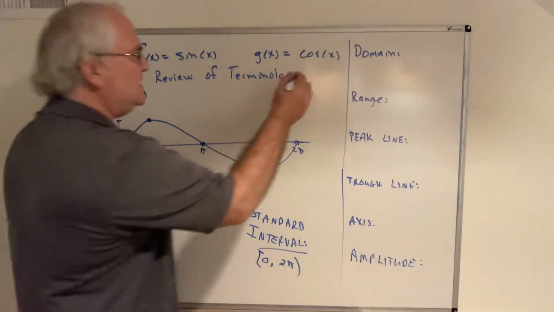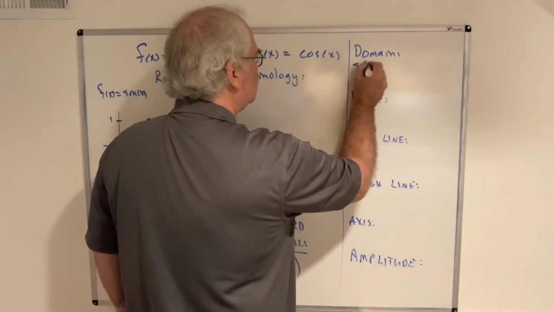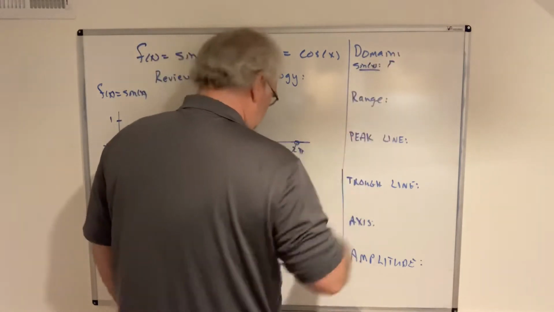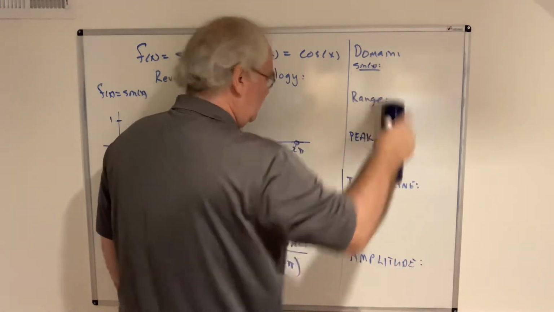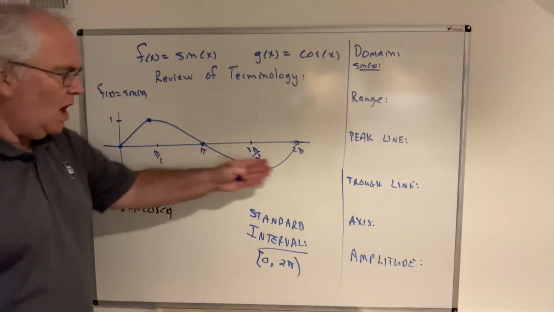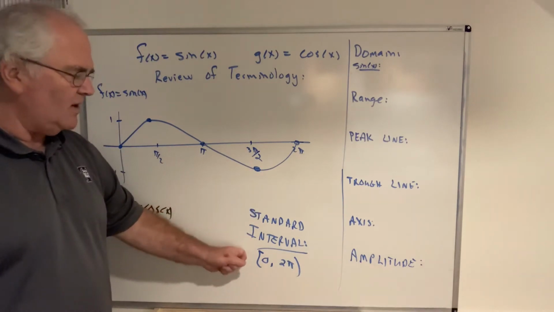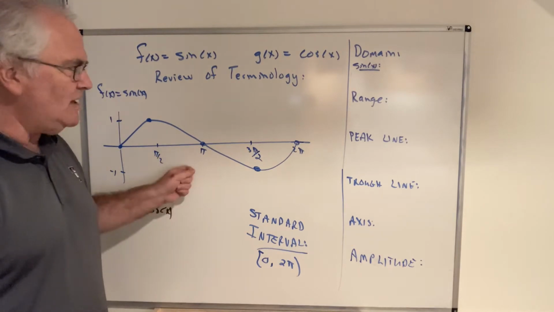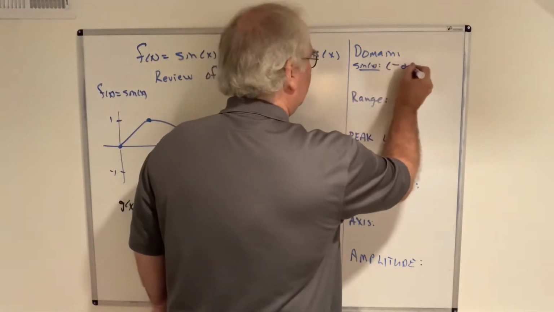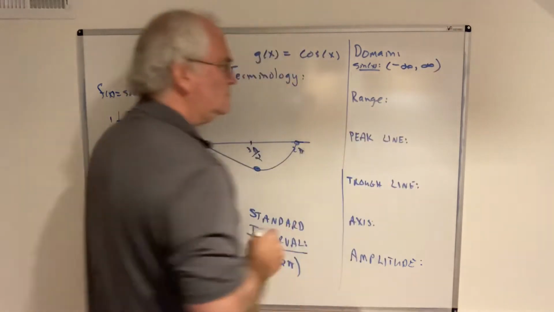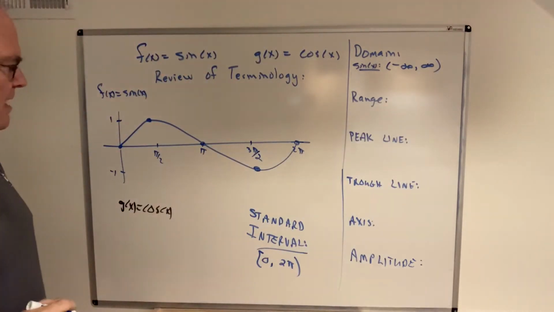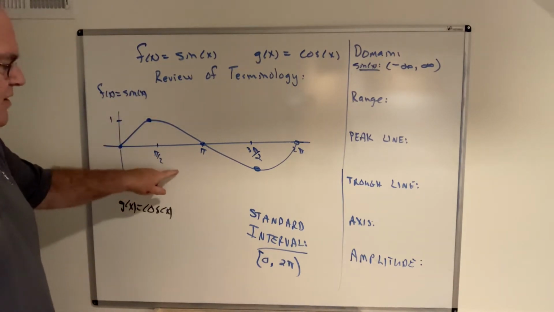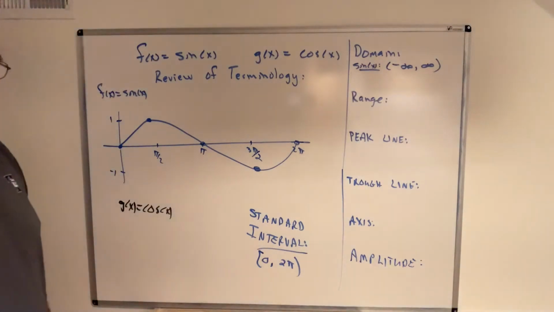What is the domain of sine? The domain of sine is, now, you've got to be careful. All I have drawn is from 0 to 2 pi. I've only drawn the standard interval. But if we're going to ask for the domain of the entire function, the domain of the entire function is all the real numbers, from -infinity to infinity. So the domain of the entire function is all the real numbers, even though the standard interval we draw is only from 0 to 2 pi.